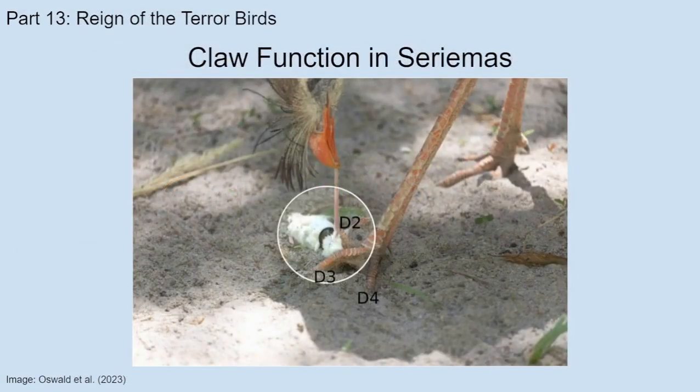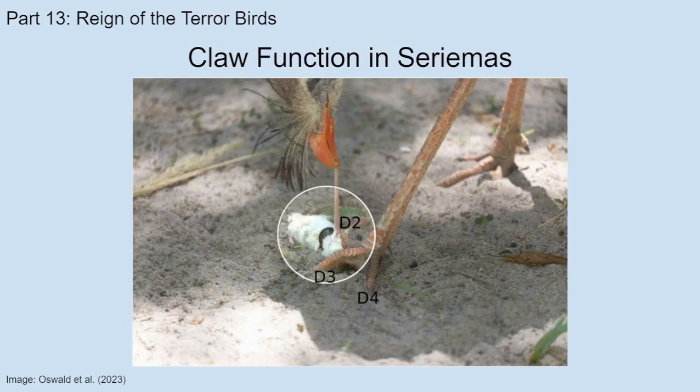Now, let's move on to the next slide. So we are in episode 13, where we talked about a group of birds called the cariamiforms from South America, as well as their extinct relatives, such as the terror birds. This is a really cool group of birds.